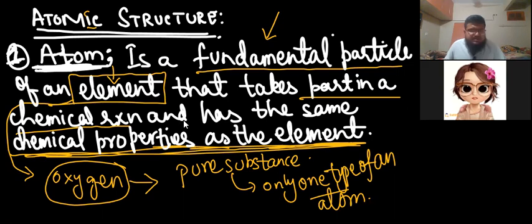What do I mean by the same chemical properties as the element? Chemical properties mean that if it undergoes any chemical reaction, it will have the same chemical reaction as the element itself. Irreversible. What do you mean by irreversible? Can you elaborate that, Maria?